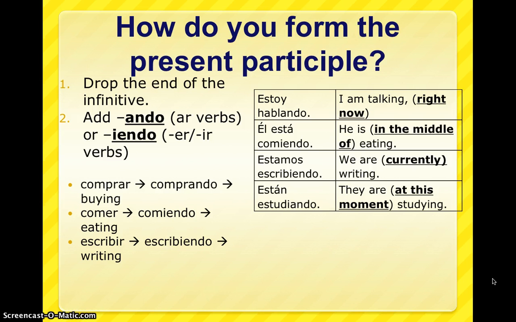So in English, in order to emphasize we have to add extra words. So we might have to say, we're doing it right now, or we're in the middle of eating, or currently we are writing. Instead of adding these extra words in Spanish, they just conjugate the verb in the present progressive tense.